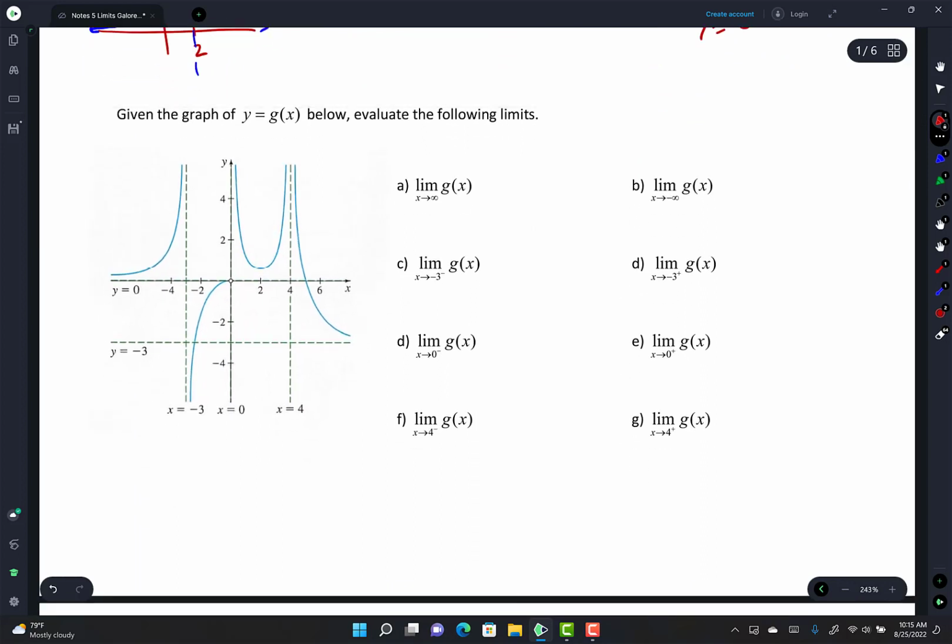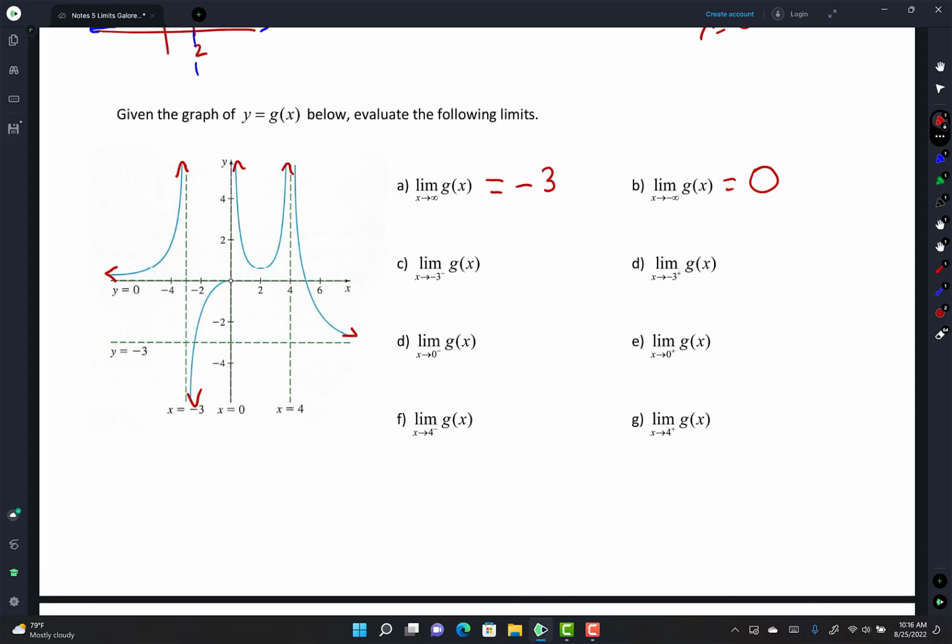Letter A. As x approaches infinity for this graph, what does it look like to you? It should have had an arrow over here, but that's fine. Does it look like negative 3? Yes. Yeah, put little arrowheads on the ends there. Next time I'll draw better. Letter B. As x approaches negative infinity, what does that look like? 0. It looks like 0.